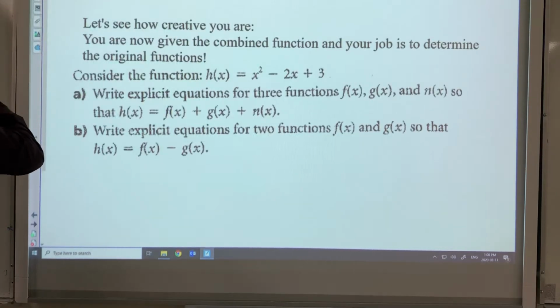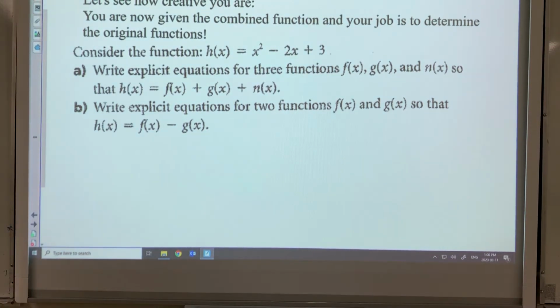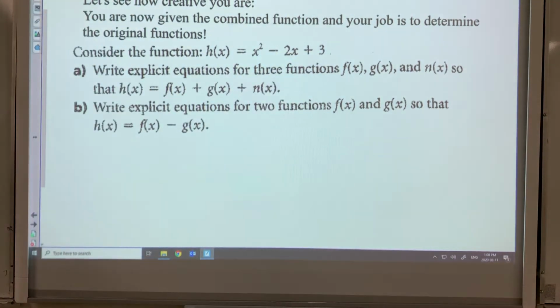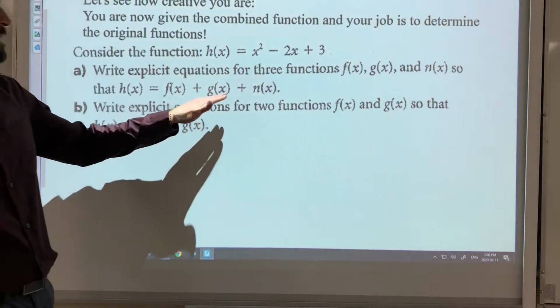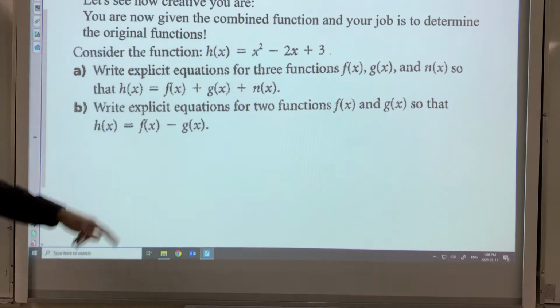It's very similar. Sometimes you get a question about this. You're now given the combined function, and your job is to determine the original function. So say that we have h of x, and it's equal to this. Write explicit equations for 3 functions, f of x, g of x, and an n of x, so that you get h of x.